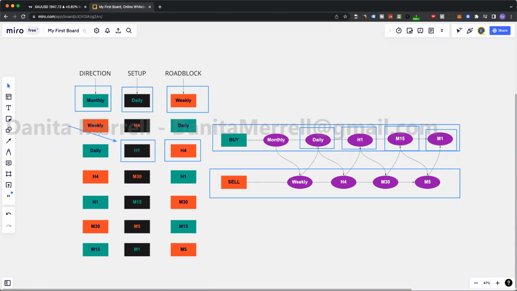Very simple. Now let's say that instead of H1, I want to wait for M15. So my setup on M15 is here. I need to wait for an M30 break.